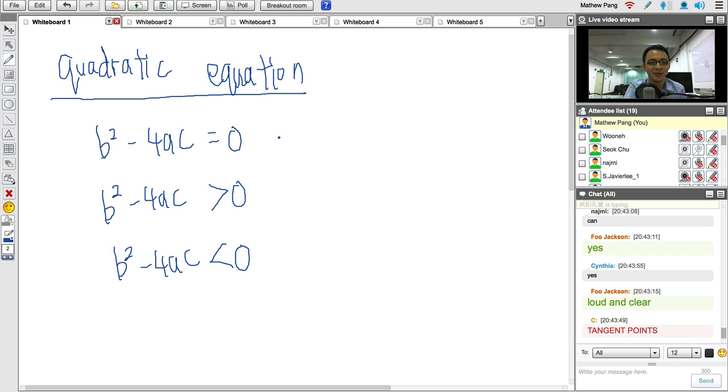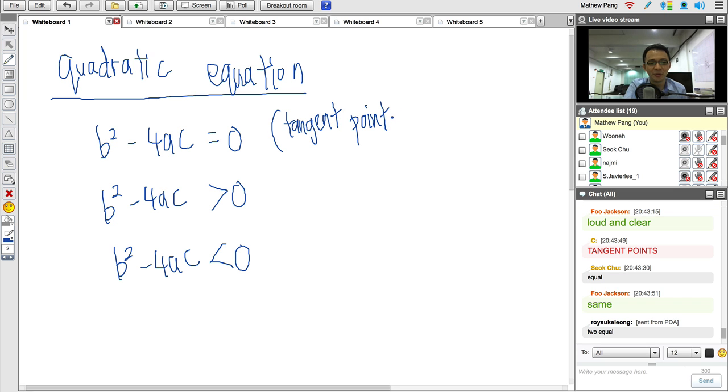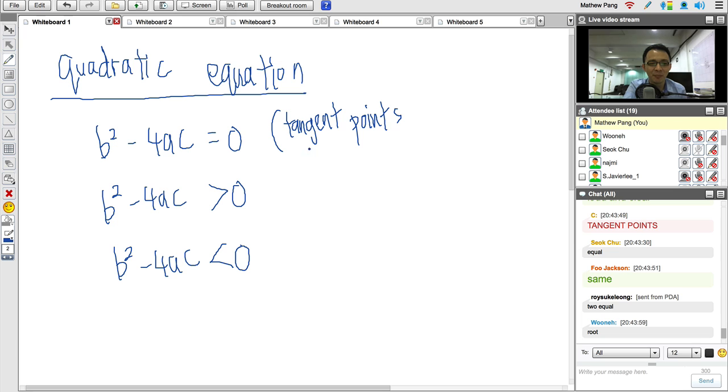Yes, when you see certain keywords like tangent point, or you might see some important keywords, like they will tell you two equal roots.